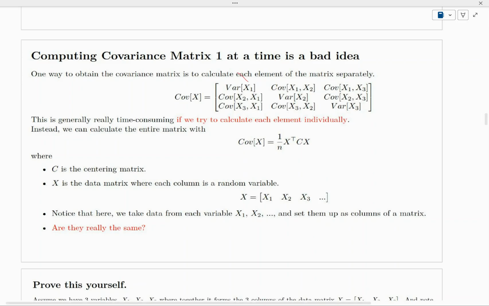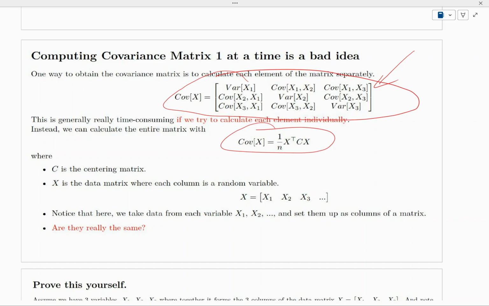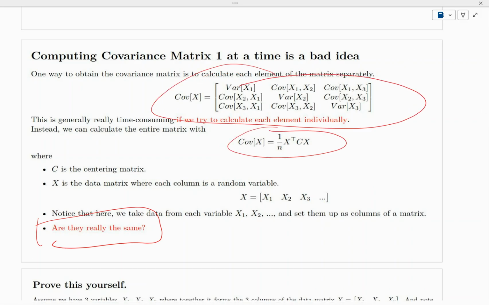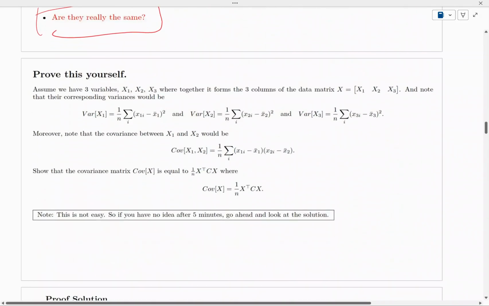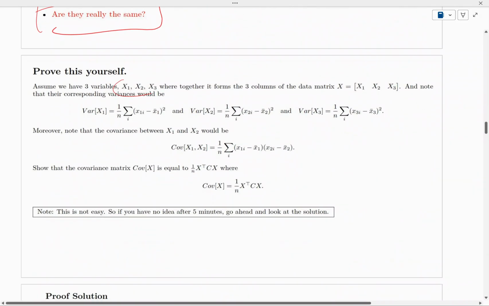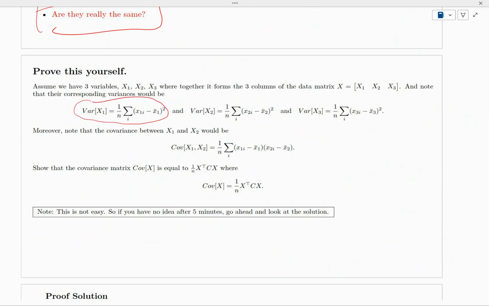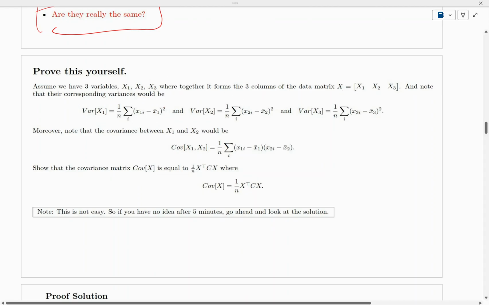So here's the question. Calculating this seems really complicated. Calculating this is much easier. Are they really mathematically equivalent? They are mathematically equivalent, but how do we know that? Well, you're going to prove it right now. Let's assume we're just doing 3 dimensions. Therefore, the data matrix is x1, x2, x3 as the columns. To remind you, this is the definition for variance for the first dimension, variance for the second dimension, variance for the third dimension. And the covariance between 2 follows this equation.